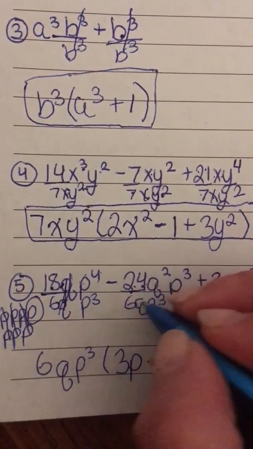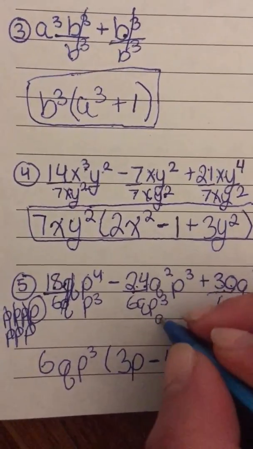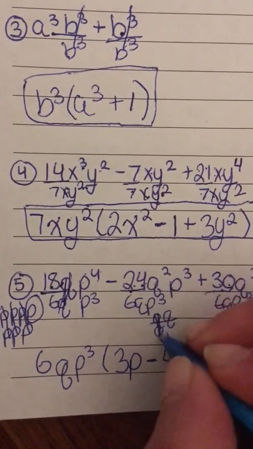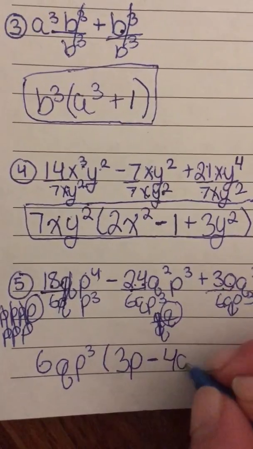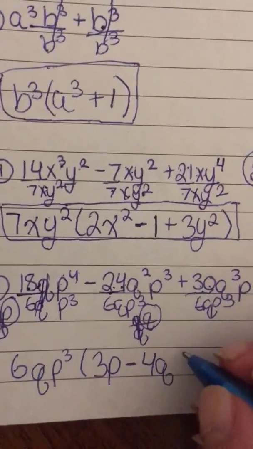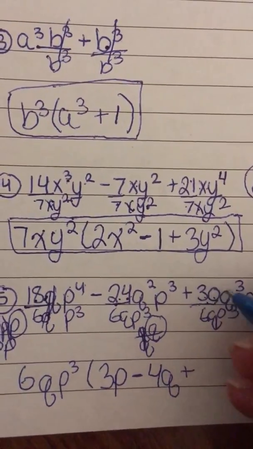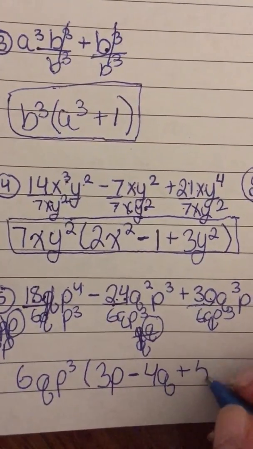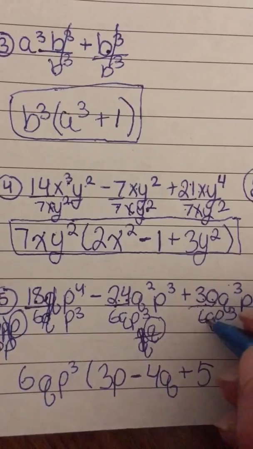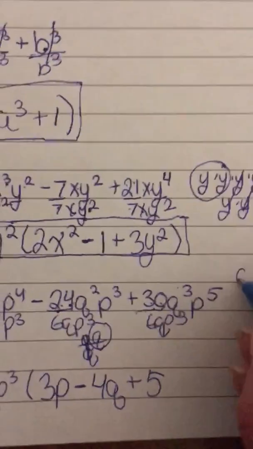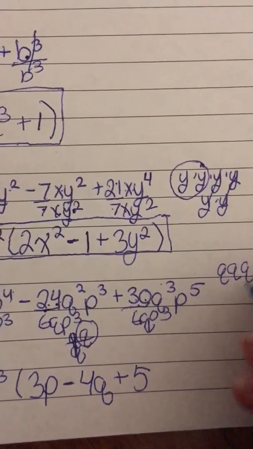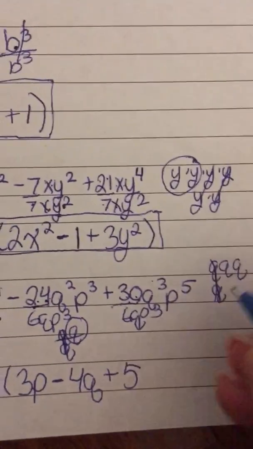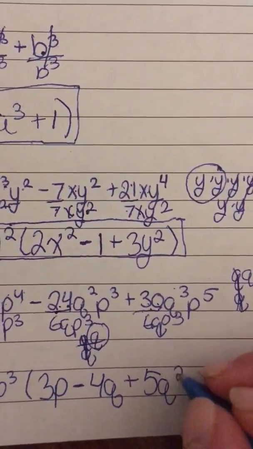24 divided by 6 is 4. Here you have q squared over q. So again, you could just write it out. You have 2 q's in the top, 1 in the bottom. One of them cancels. You're left with just q to the first. Bring down your next sign. 30 divided by 6 is 5. Then you have q to the third over q to the first. So you have 3 on the top, 1 on the bottom. One of them cancels, and you're left with q squared.